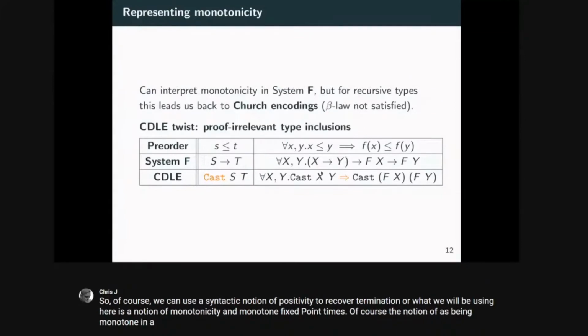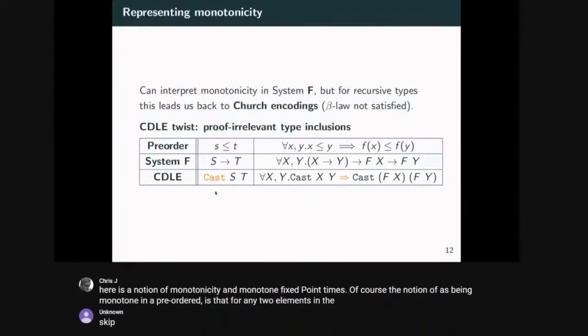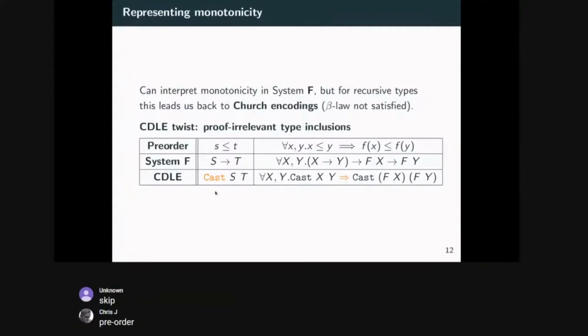So the Cedille twist is going to be to choose a different interpretation. For the ordering operation, we are going to use a notion of type inclusion, here written cast S T, which we interpret as saying that every term of type S also has type T. For the notion of monotonicity, we are going to have a lifting of type inclusions over the type scheme F, but it's going to be done in a proof-irrelevant fashion.